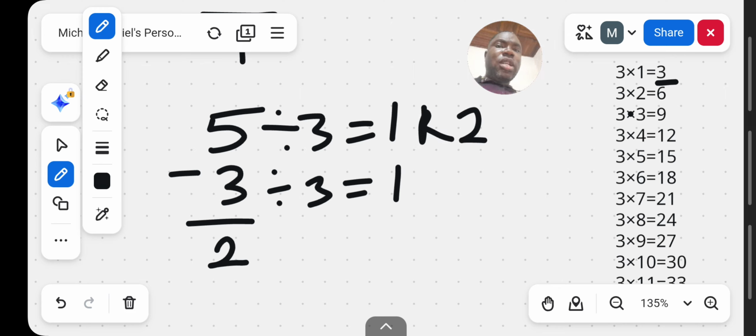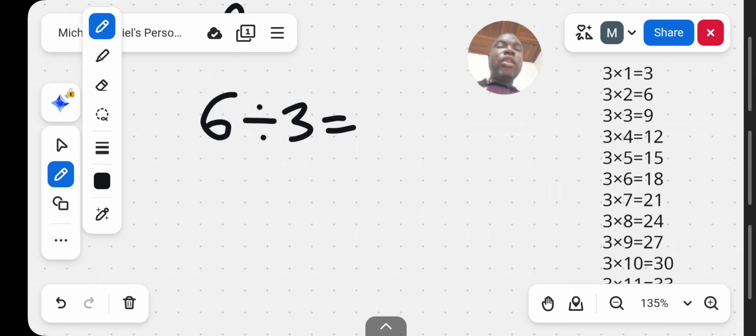So let's do some more examples. Okay, so what is 6 divided by 3? Of course, if you read the 3 times table, you get 6. 3 times 1 is 3, 3 times 2 is 6. Ooh, 3 times 2 is 6. So that means 6 divided by 3 is 2. That's pretty straightforward, isn't it?